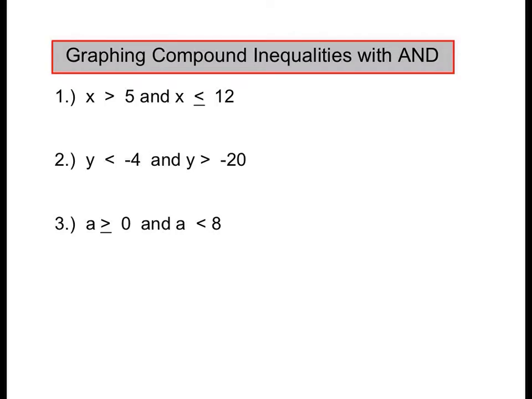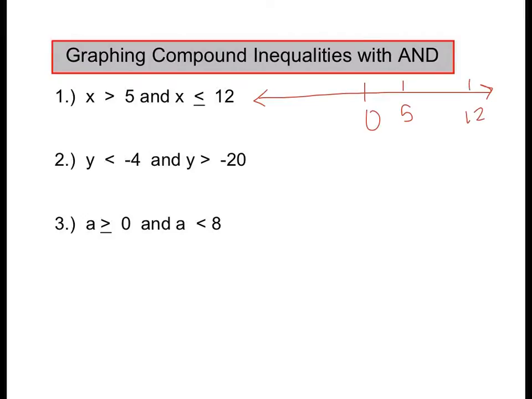Now, let's look at how we would graph a compound inequality that has the word and in the middle. We're going to start with our number line, and we're going to put 0 in the middle still to separate our positive and our negative numbers. Then we're going to put on our number line graph both of the numbers involved in the answer. So we have x is greater than 5, so I'm going to put 5 on my graph. And I have x is less than or equal to 12, so I'm going to put that on my graph as well.